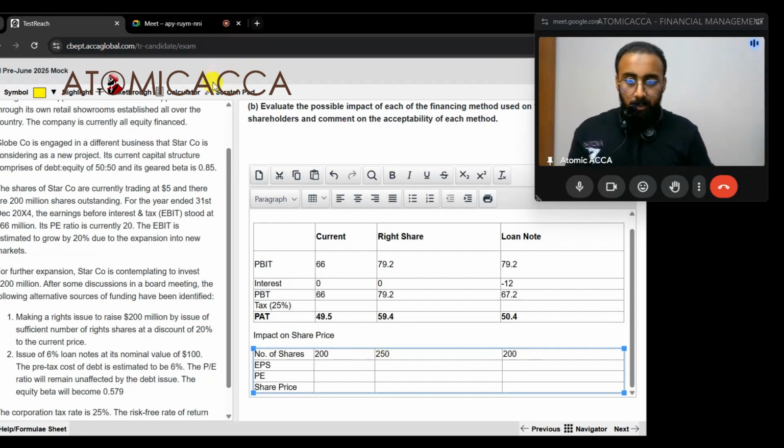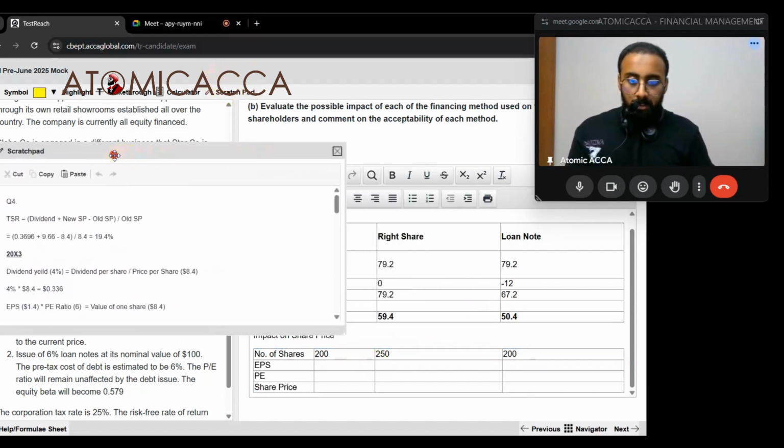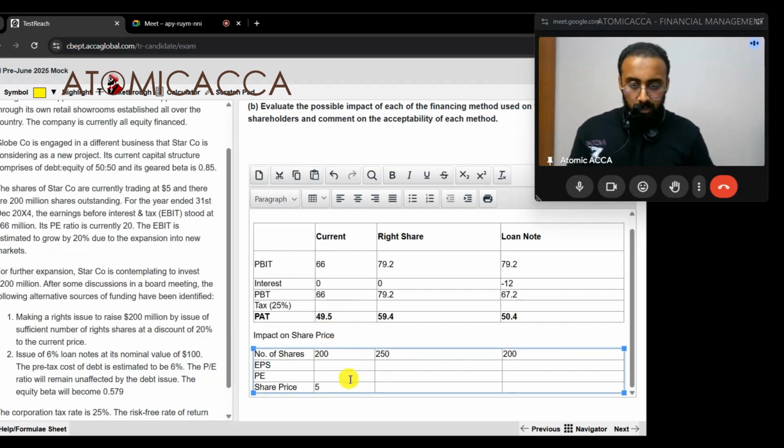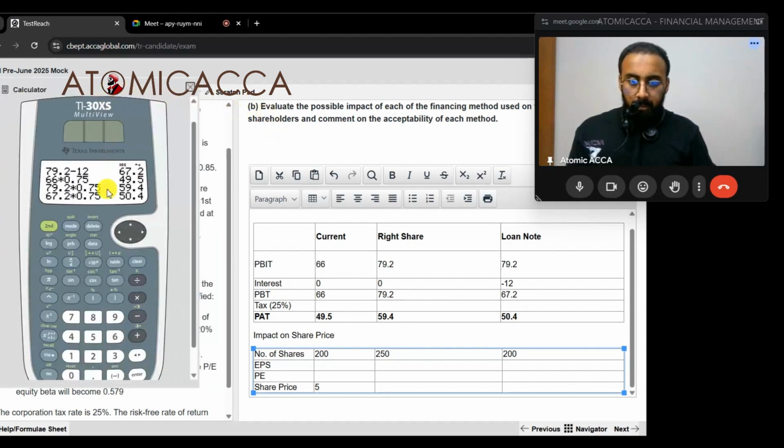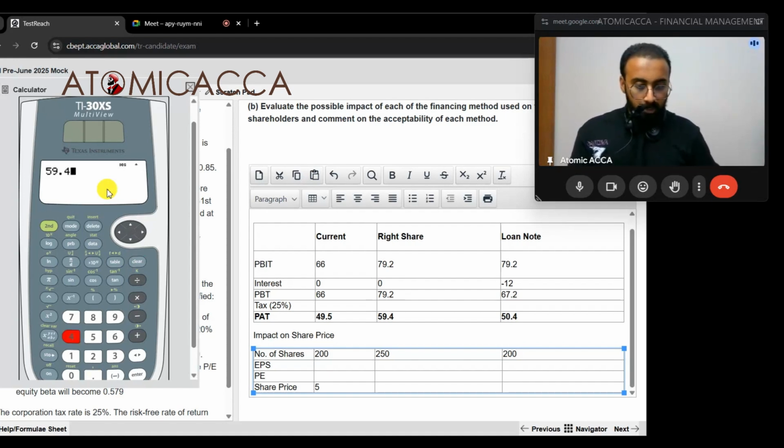So what will be the EPS over here? In the first case, it's not mandatory to find out. We know the current share price is $5, so that is not needed. We'll just see what is happening over here. Okay, so calculator. EPS is equal to earnings by shares. So 59.4 divided by 250. That is equal to 0.237.